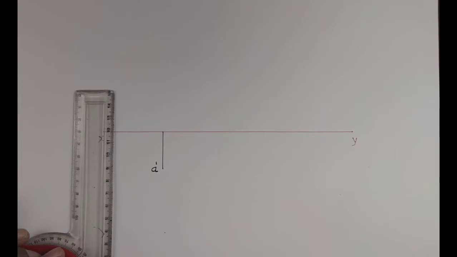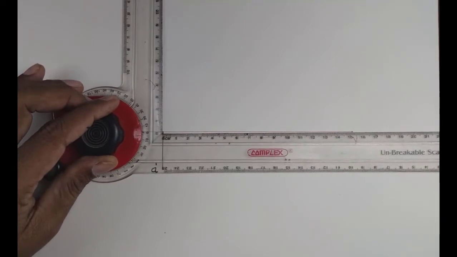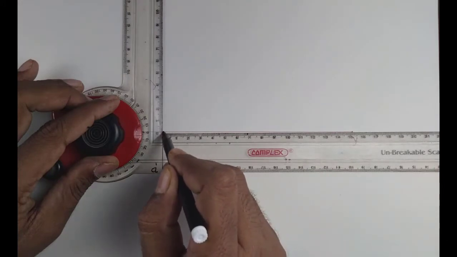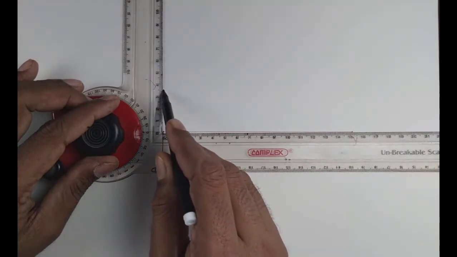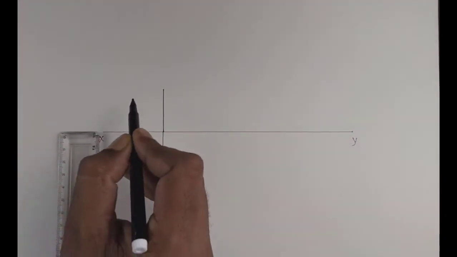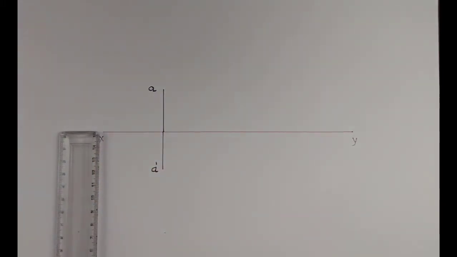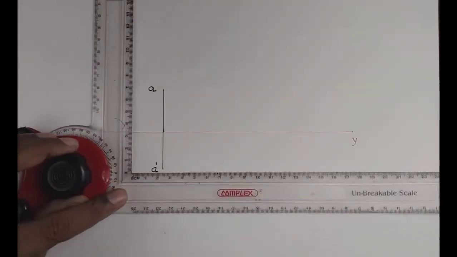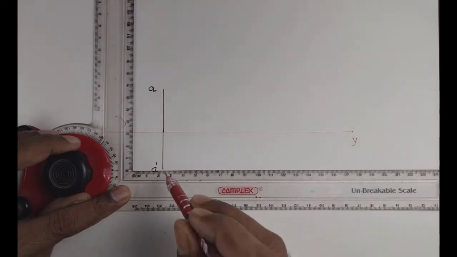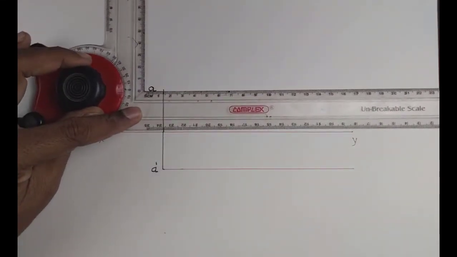Then point A is 35 mm behind VP. So always our behind VP point is above the XY line. So I move from this point up to 35 mm. It is our plan point A. After marking your elevation point A dash and plan point A, first you draw the locus, and that is a light line, locus parallel to XY line.